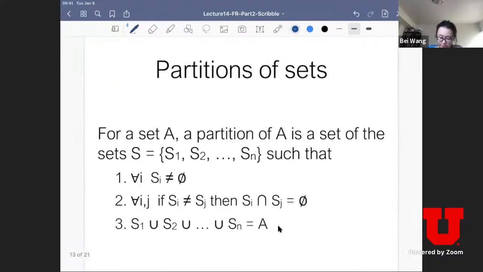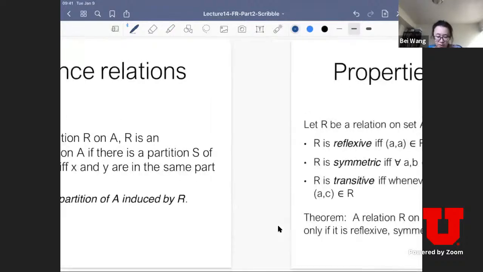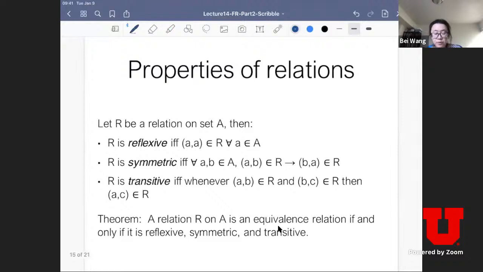Okay. All right, now we recall the definition of an equivalence relation. If you have a set A and a relation R on A, the relation is an equivalence relation if there's a partition of A such that for every pair in the relation, if and only if the elements are in the same part of the partition. Okay, so that's equivalence relation. And now if you have relations, there are several properties. The relation is reflexive.